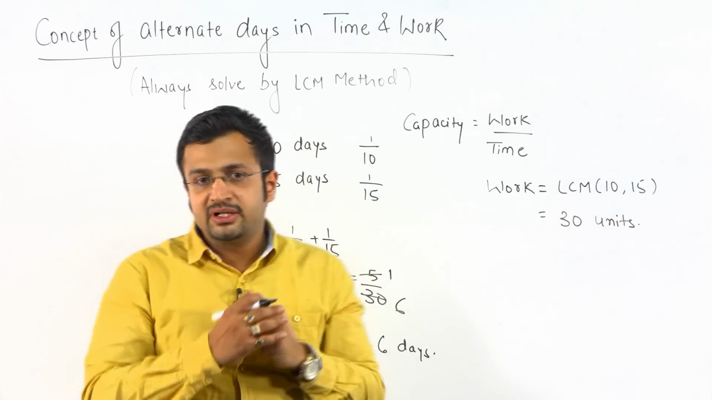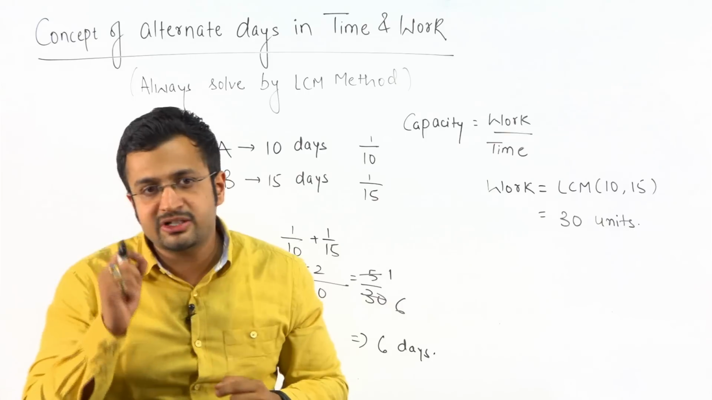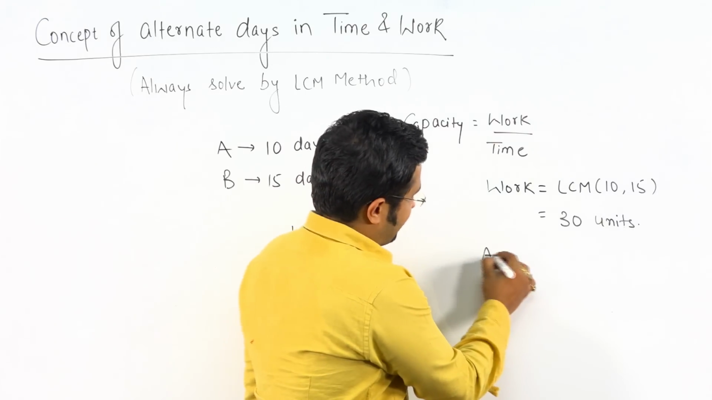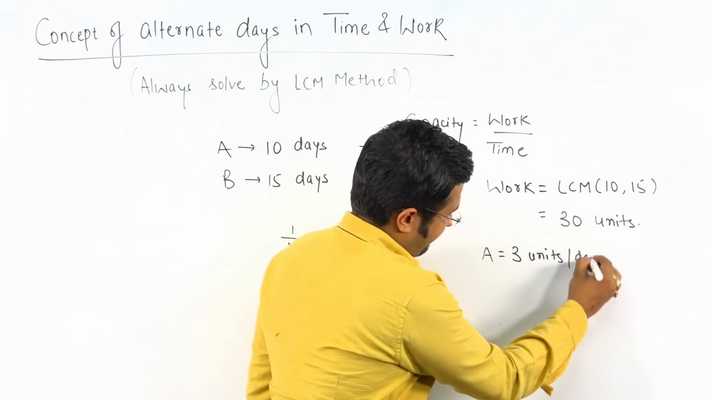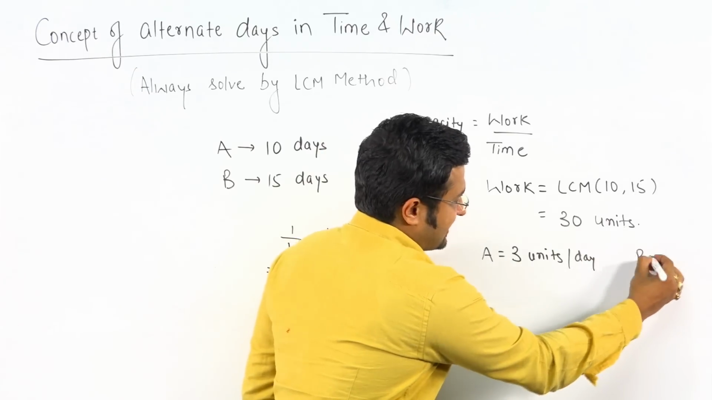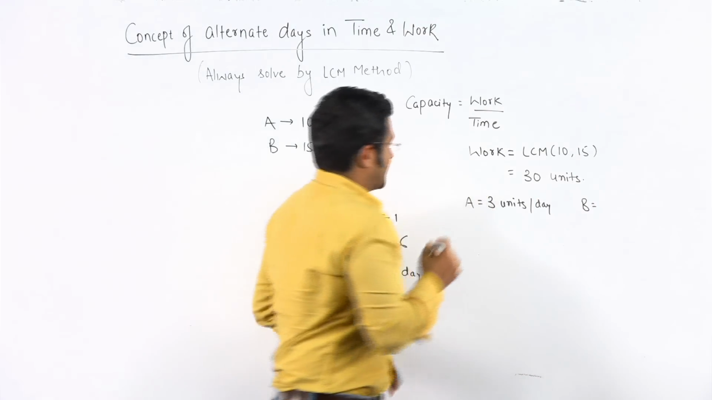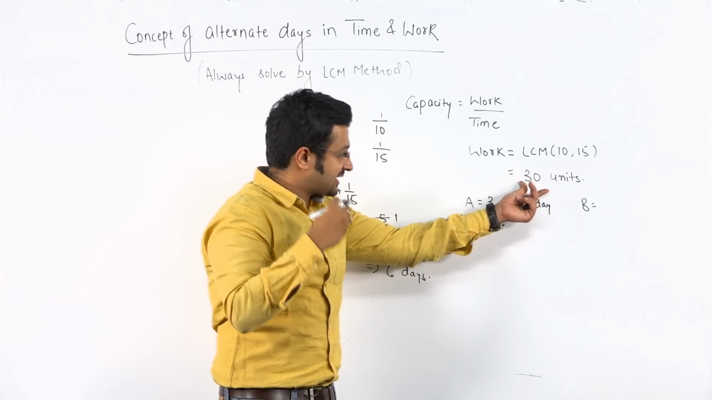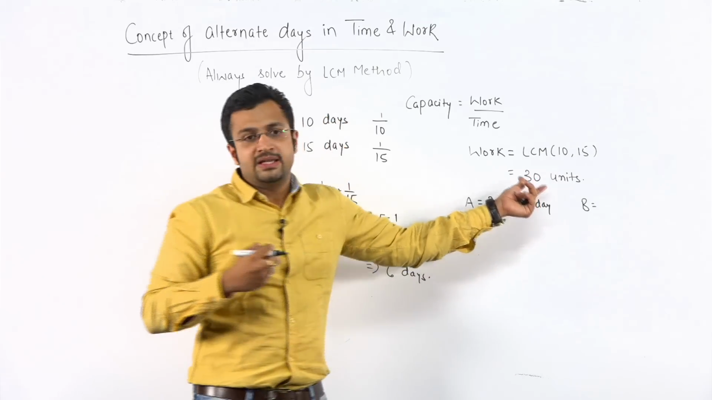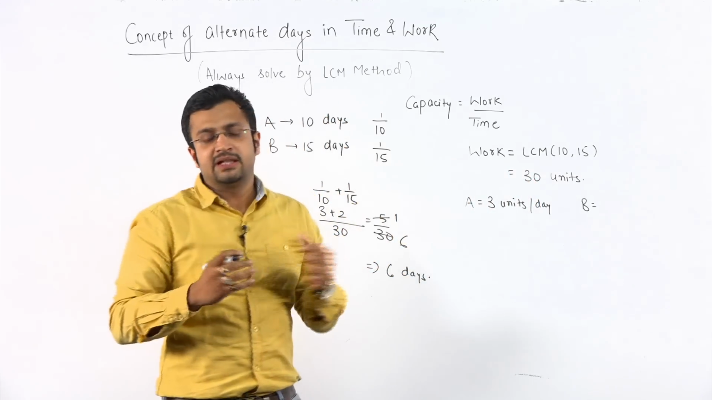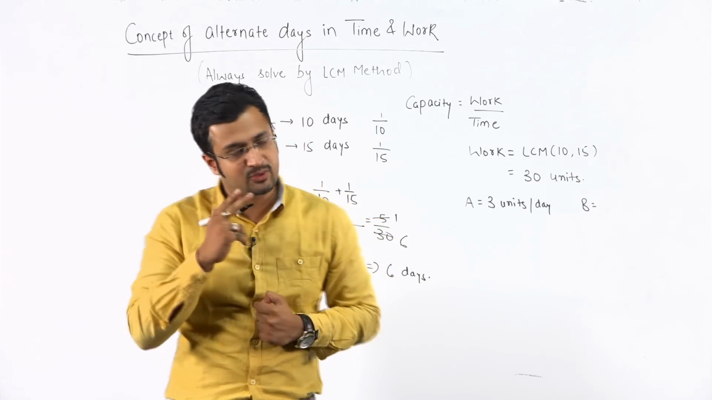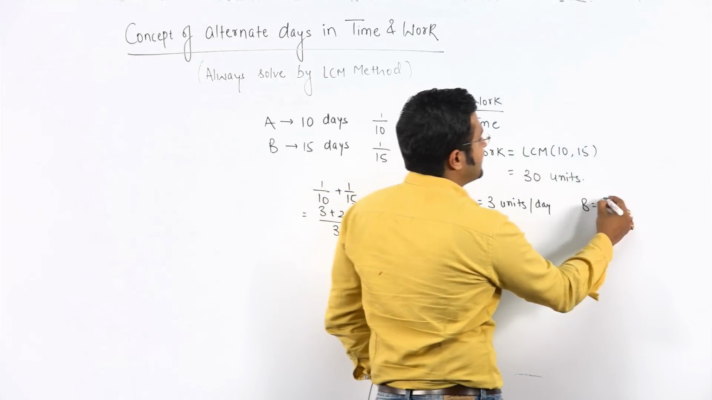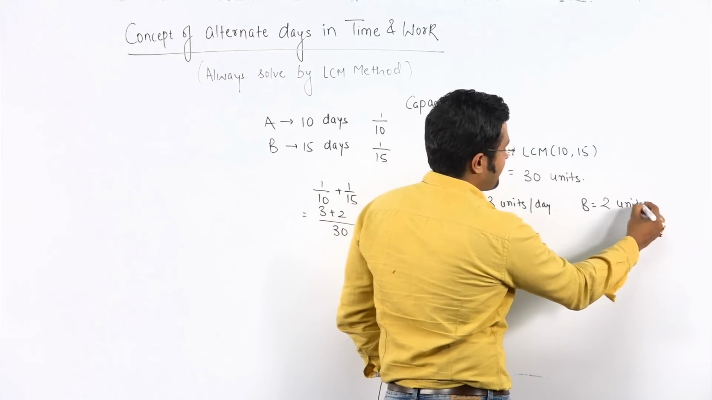10. 30 upon 10, that means A is doing 3 units per day. Yes. So A की जो capacity है, that is 3 units per day. B की जो capacity है, that is... Okay, B completes the whole amount of work in how many days? 15 days. That means 30 units in 15 days. That means per day how many units? 2 units. So we can say B completes 2 units per day.